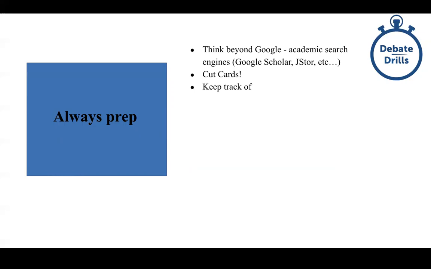Next, you want to keep track of certain things. So first of all, you want to keep track of which evidence has been cut. So a way that you can do this is through having a research tracking spreadsheet. So this is basically an Excel sheet or just a Google sheet that you share with your teammates, yourself, your prep group, whatever your situation may be.